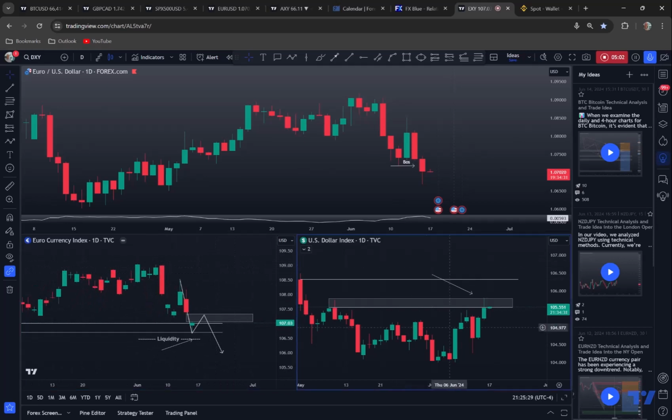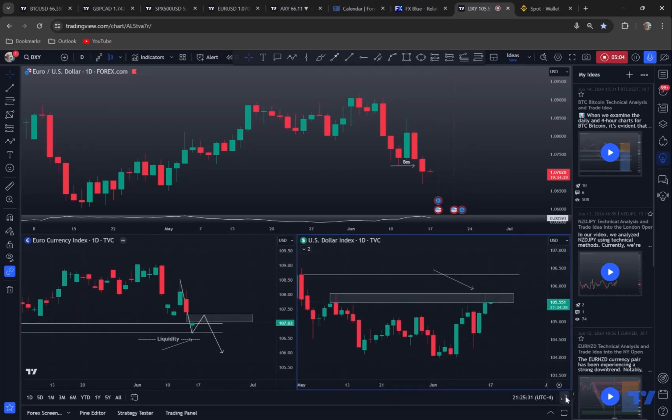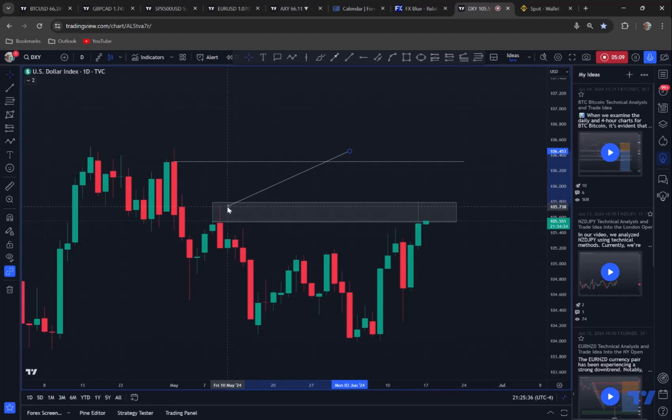All right, so let's just have a look now at the DXY. We'll open that up full screen. And the same thing, we can see that this is traded. See these candle wicks. Okay, this is buy-side liquidity.